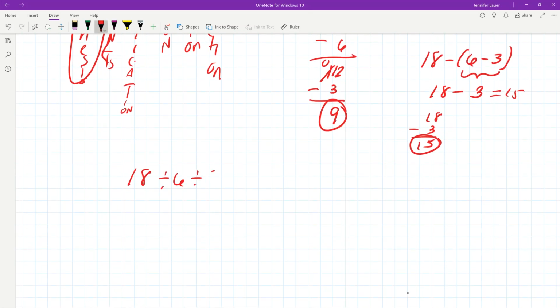Let's try this one. Again, it's all division, all on the same row, but we're going to go from left to right. So 18 divided by 6. How many 6's are in 18? 6, 12, 18. That's going to be 3. I'm going to bring this part down. 3 divided by 3 is 1. Only one 3 in 3. Now, look at the next one.